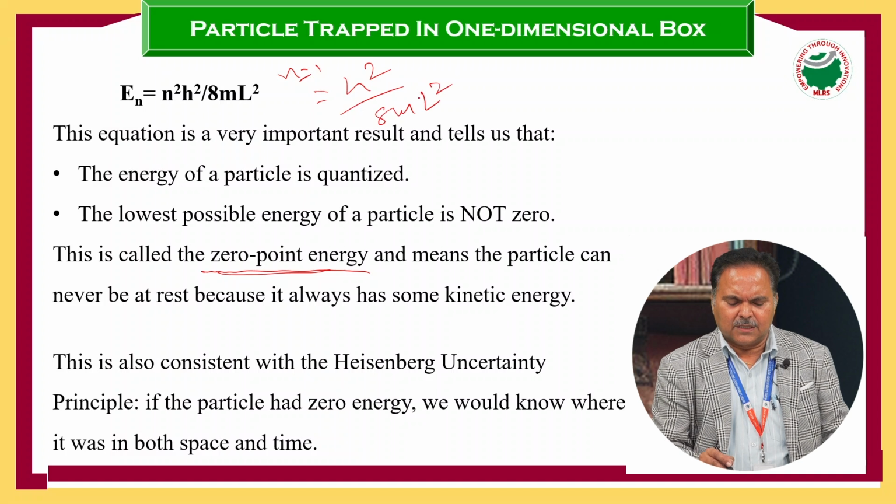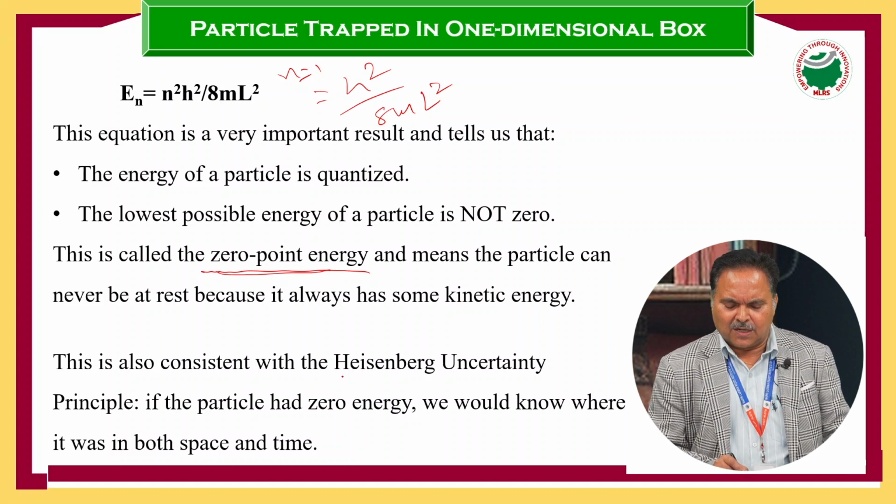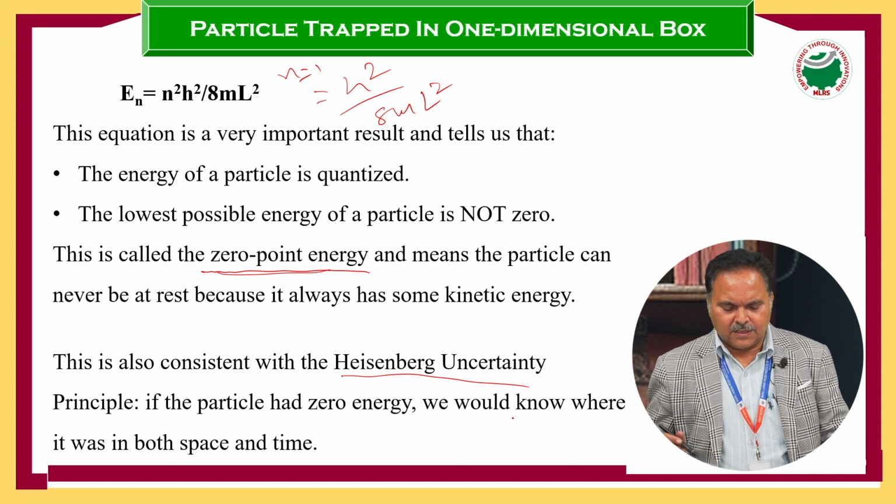That means the electron is not in a rest position. It always has some kinetic energy. It is always moving around the nucleus. This is also consistent with the Heisenberg uncertainty principle, because we cannot determine two parameters accurately at the same time. That's a point it also tells us, so there is no zero energy in both space and time.